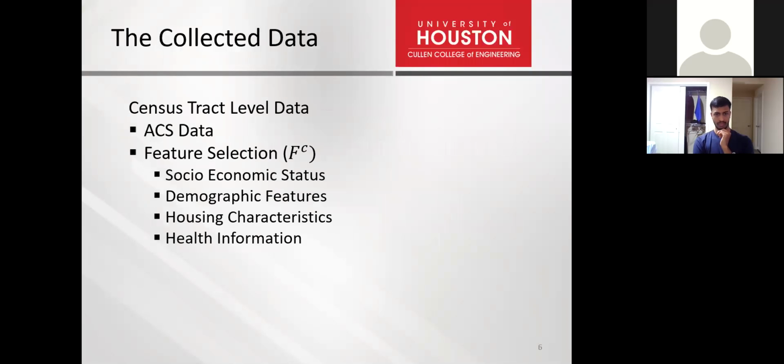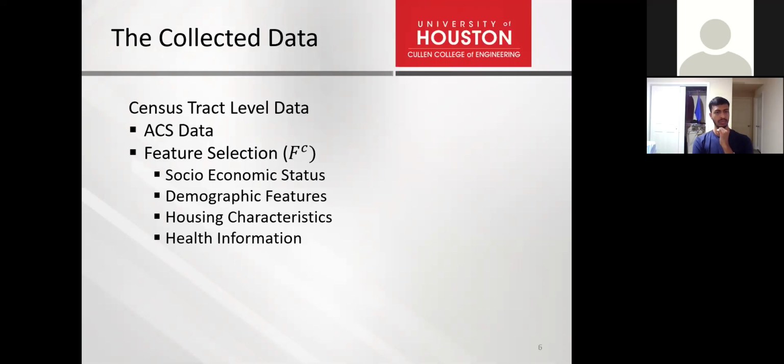Now let's move to the collected data. So we collected the data for the census tract level using the American Community Survey data, which is available through the United States Bureau of Census website. In this work, we analyzed the ACS data over multiple years. In fact, we used the 5-year data for ACS, which included socioeconomic statuses, demographic features, housing characteristics, and health information at the census tract level.